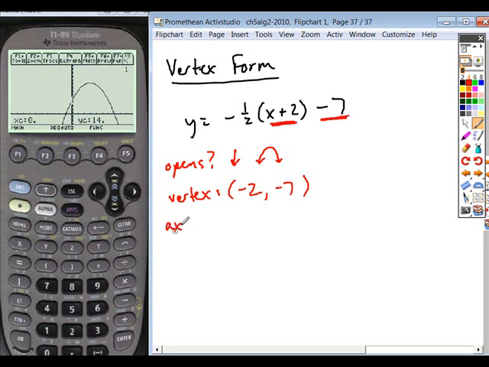The axis of symmetry you can also answer. It's a vertical line, x equals, through the x coordinate of your vertex. So x equals -2.